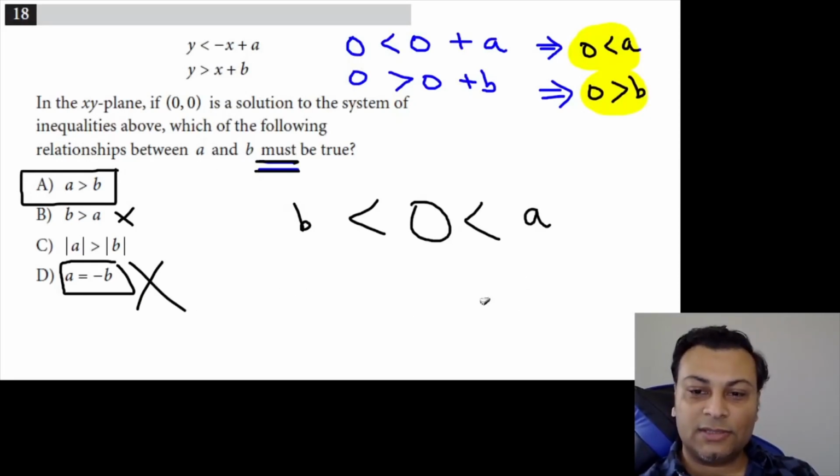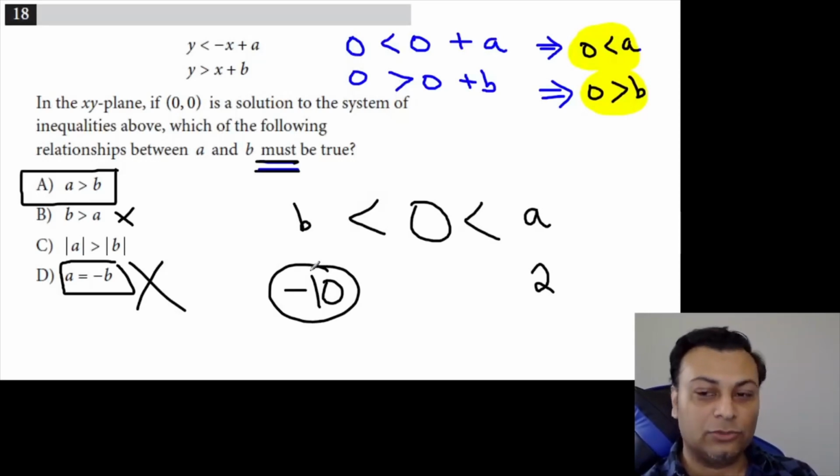And then this option C says that the absolute value of A is greater than the absolute value of B. Not necessarily true. B could have a greater absolute value. B could be -10 and A could be 2, in which case B would have a greater absolute value. So it's not necessarily true. C doesn't have to be true. It might be true, it might not be true. But this is guaranteed to be true, so this is our answer. And the keyword is must be true.